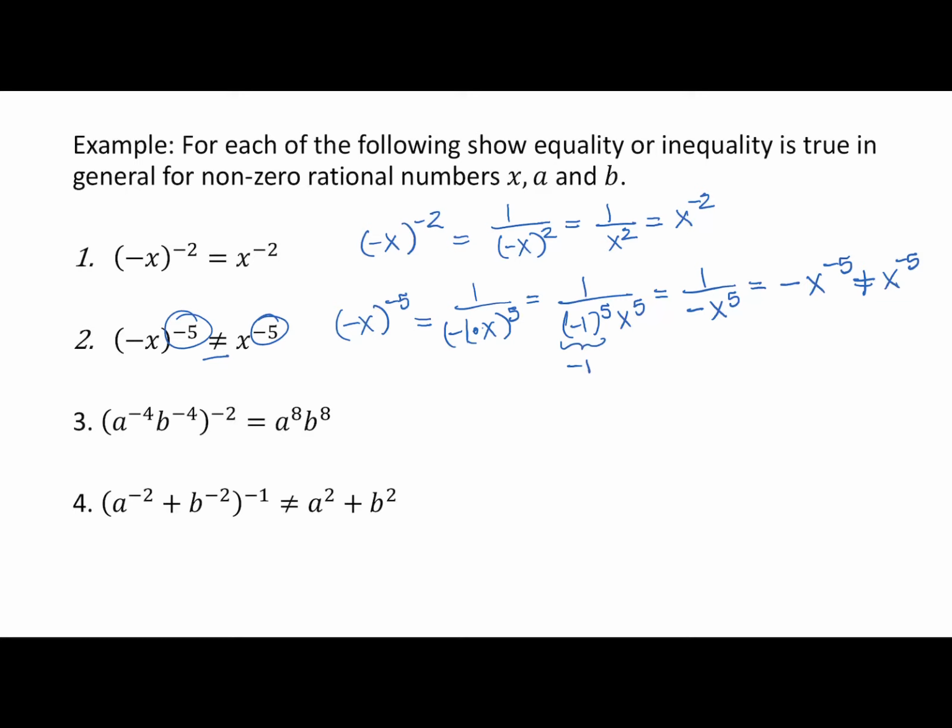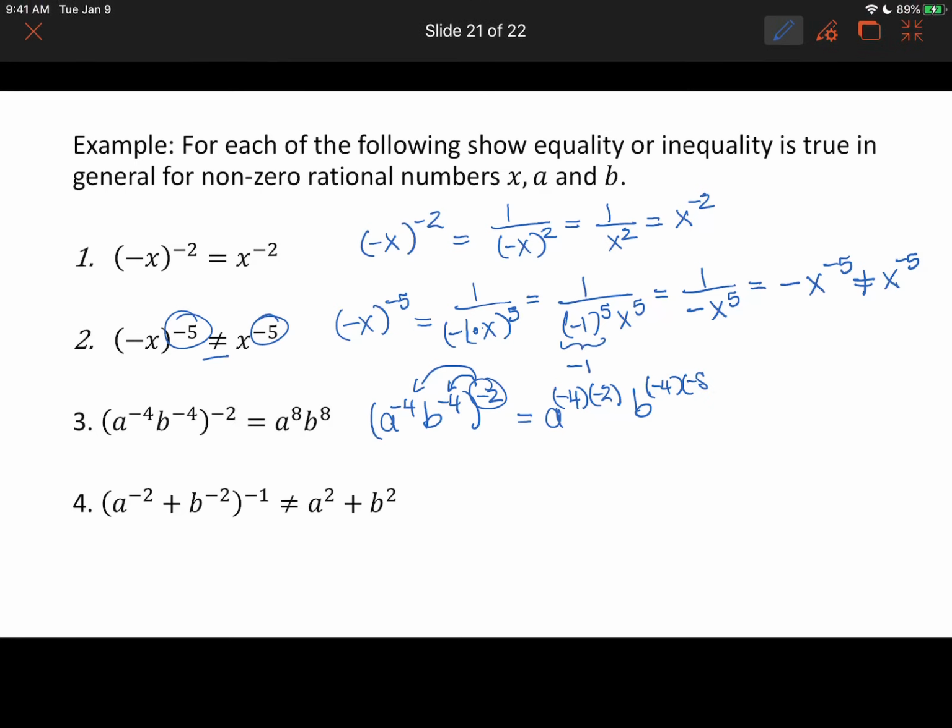All right, what's happening in number 3? Let's start with the left-hand side again. I have (a to the negative 4, b to the negative 4) all raised to the negative 2 power. One of my rules on the last slide said that I'm allowed to distribute this exponent in to each term with multiplication. So this becomes a to the negative 4th times negative 2 times b to the negative 4th times negative 2. And negative 4 times negative 2 is 8. So a to the 8th times b to the 8th.